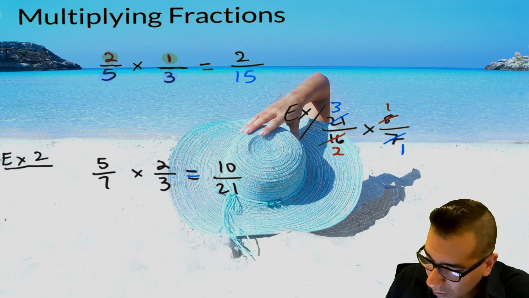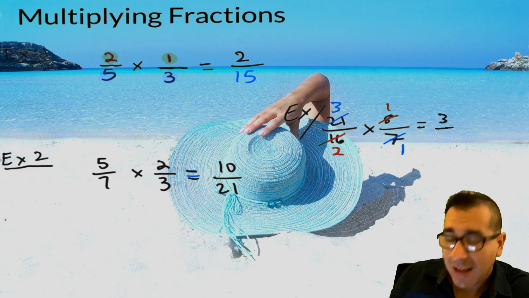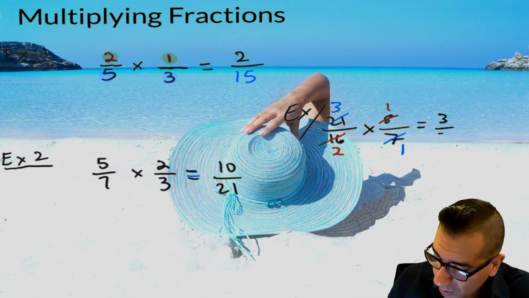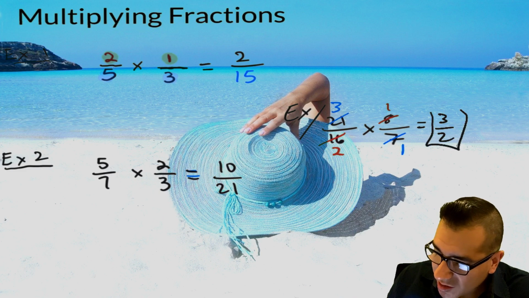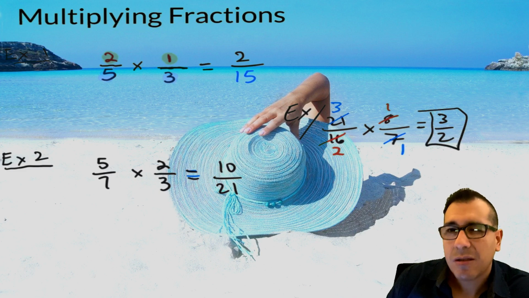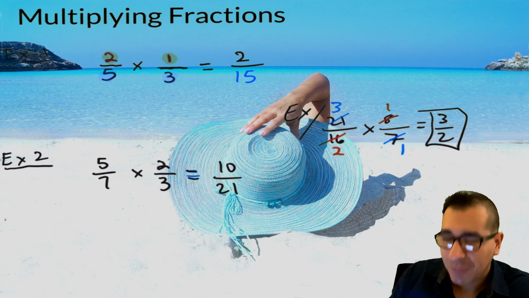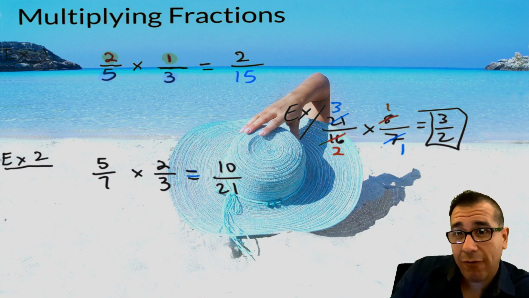And so for our final answer, we're left with 3 times 1, which is 3. And then the bottom times the bottom, 2. And for now, we'll just leave our answer as an improper fraction, because we'll talk about that in another video. So that's how we multiply fractions.